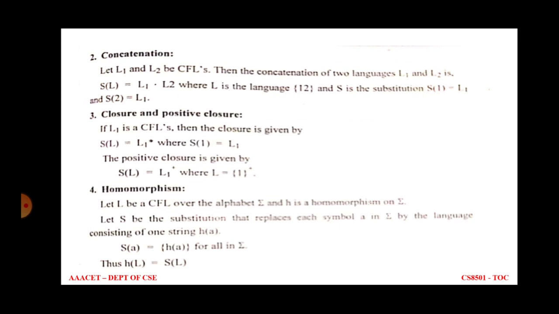Let us take L be a CFL over the alphabet sigma, and H is the homomorphism, that is also over an alphabet sigma. So S is the substitution that replaces each symbol A in sigma by the language consisting of one string, H of A.